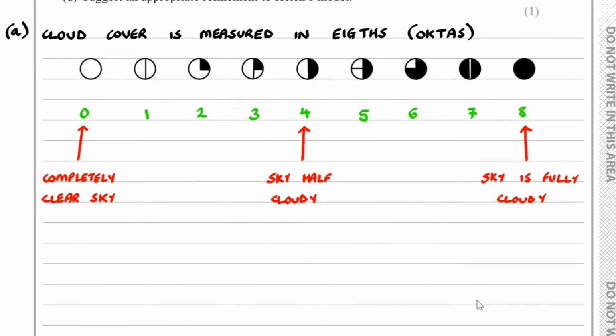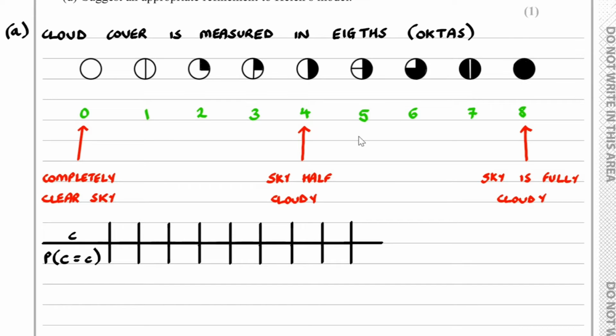And so if we were to create a probability distribution, well, here is our table. We've got C representing the cloud cover 0 to 8, and because we've got in total 9 parts to this, the probability that C is equal to c will equal 1/9. And so here we have our distribution table.